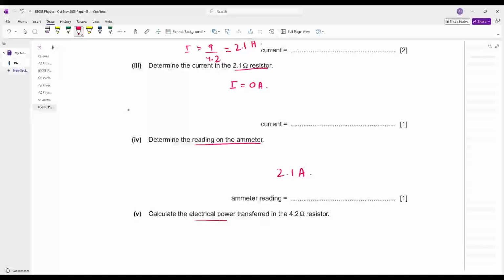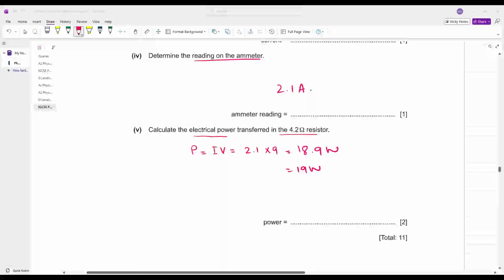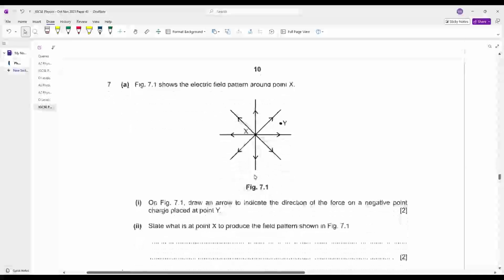Now you have to calculate the electrical power transferred in the 4.2 ohm resistor. How will you calculate the electrical power? Electrical power equals current times voltage. What was the current? 2.1. What was the voltage? 9. Multiply them. 2.1 times 9 comes to 18.9. If I round it off to two significant figures, 19 is your power. Simple as that. Nothing complicated here. Easy peasy, lemon squeezy. Let's further move ahead.